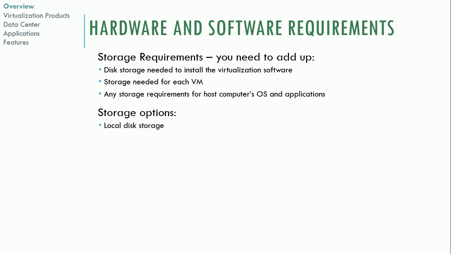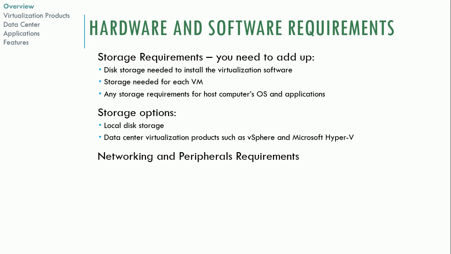So you can use a local disk for storage, which is the simplest way to configure the hypervisor, whether it's Type 1 or Type 2. With data center virtualization, such as vSphere and Hyper-V, you can also use SANs. So you can use network-attached storage or storage area networks. We're going to talk more about that later on and how those work and how they relate to virtualization. I'm sorry, you can use network storage.